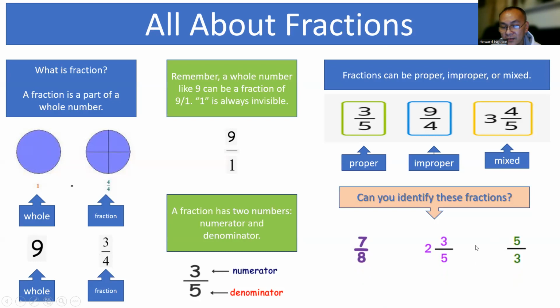7/8, 2 3/5, 5/3. Pause the video and look at the example, trying to identify. So if you say 7/8 is proper, you are right, because the numerator here is smaller than the denominator. Here you have a mixed number, because you have a whole number and a fraction. Next one, you have 5/3. This is the improper fraction, because 5 is the numerator, which is larger than the denominator.